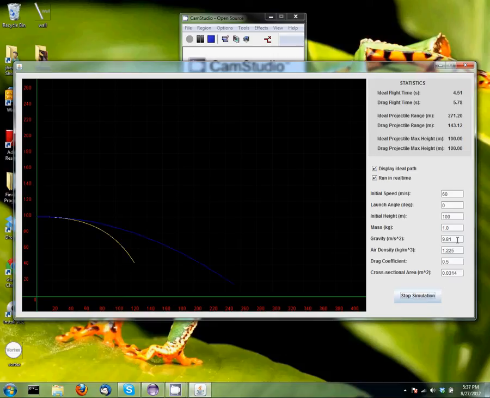Some of the other things, of course, you can change air density, drag coefficient, cross-sectional area, and so on. I'm not going to really play with those because you can do those yourself if you'd like.